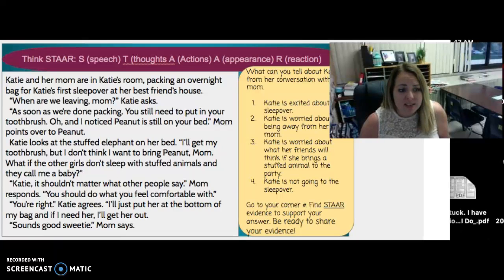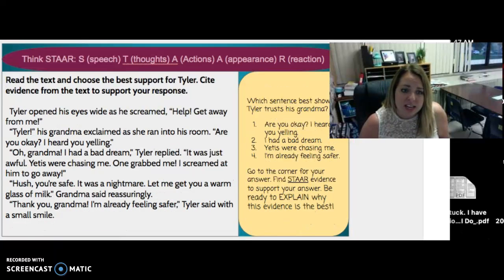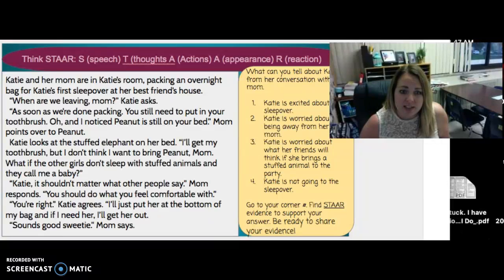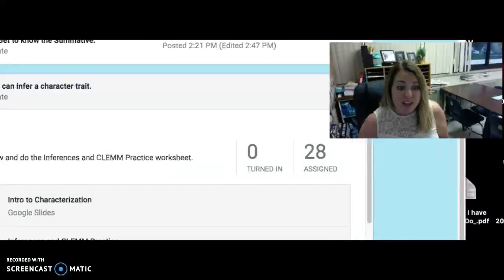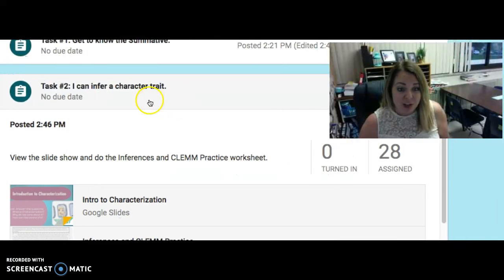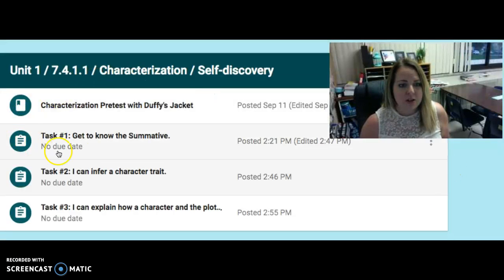Okay, your job is to close this lesson with a good understanding of how you would infer character traits and how you can use this process of STAR to help you with that. So keep practicing with this until you get it, okay? And if you have any questions, write them down, and then later you'll be able to get those questions answered. All right? Good luck. And then once you're all finished with task number 2, I can infer a character trait, and you feel really good about that ability, that skill, then you're going to move on to task number 3.